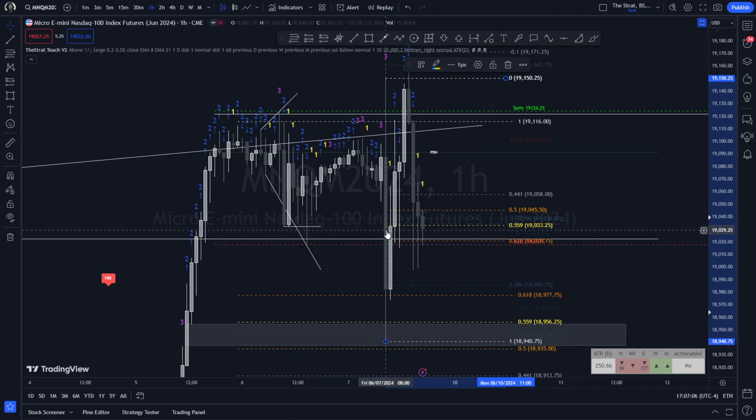It came back here, but you can see all these wicks right here as well. We're still looking at the 1 hour, so we still have time to keep shorting this from after we ran this high.